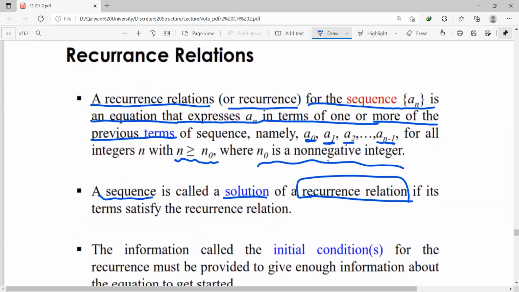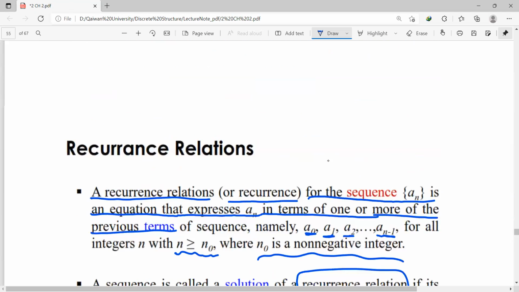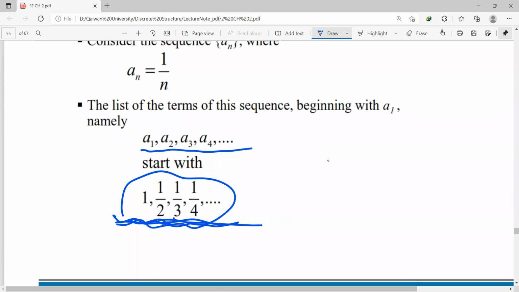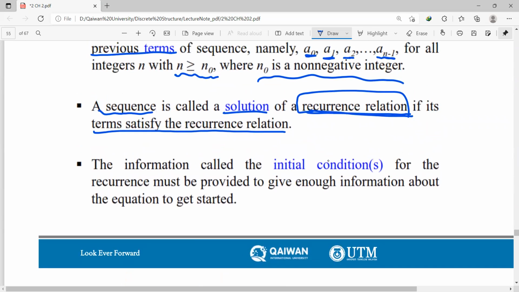We say a sequence is called a solution for a recurrence relation if its terms satisfy the recurrence relation. If all of these terms satisfy this, it means this is the solution for that recurrence relation. Look, A1 equals 1 over 1, A2 equals 1 over 2, A3 equals 1 over 3, and so on. So these all satisfy the recurrence relation.